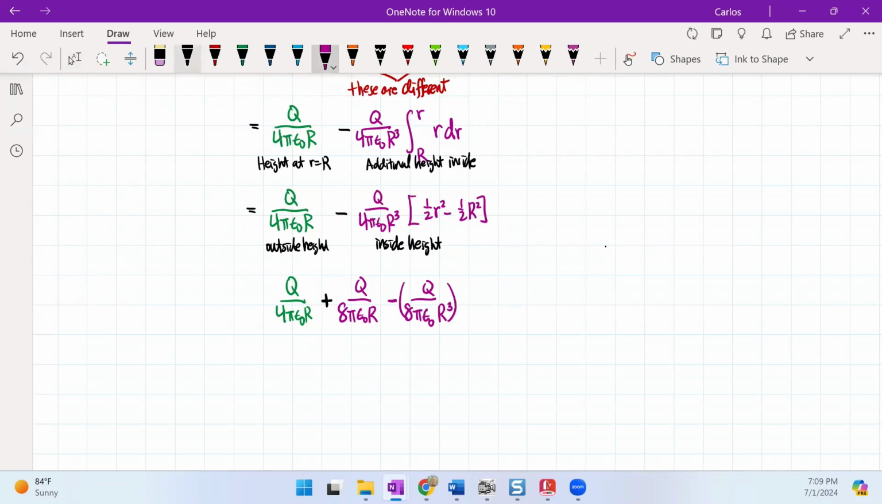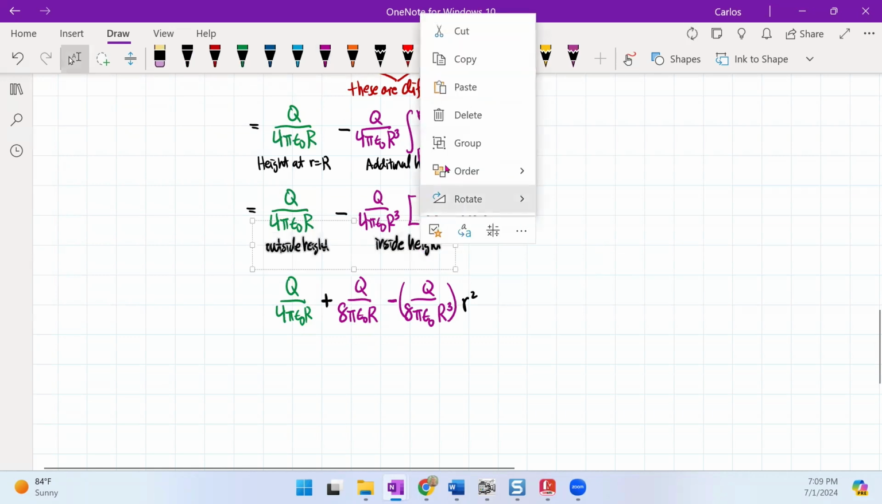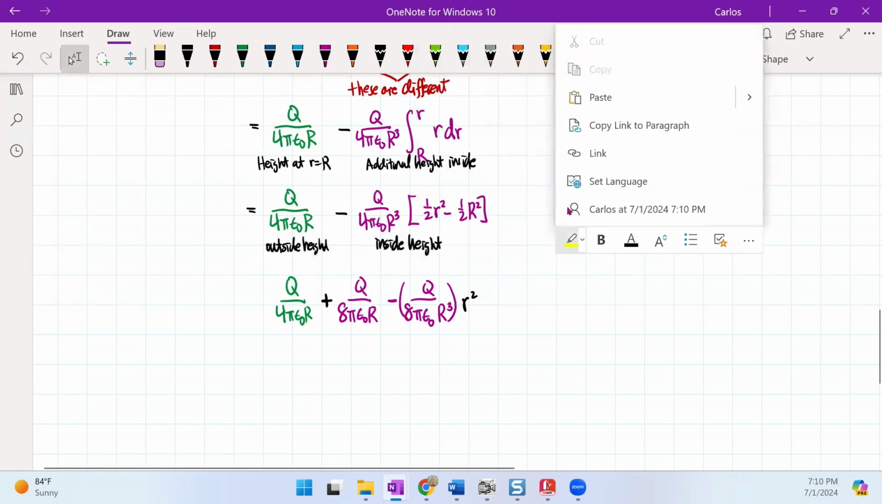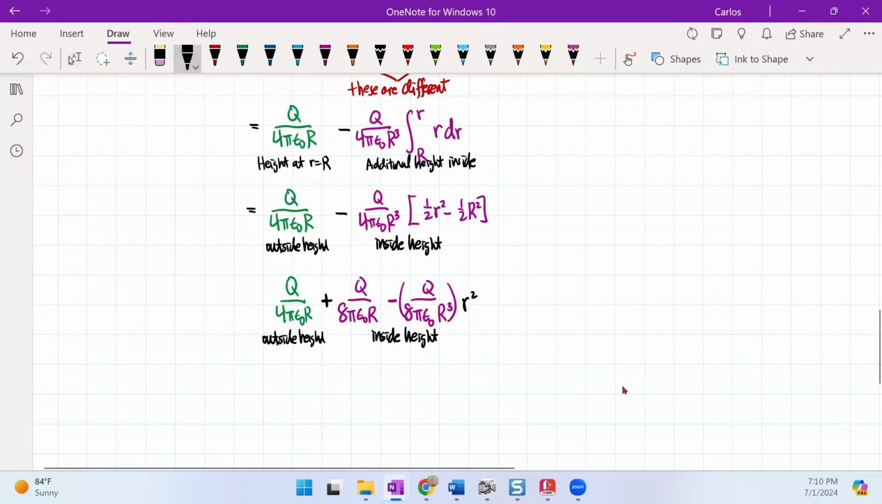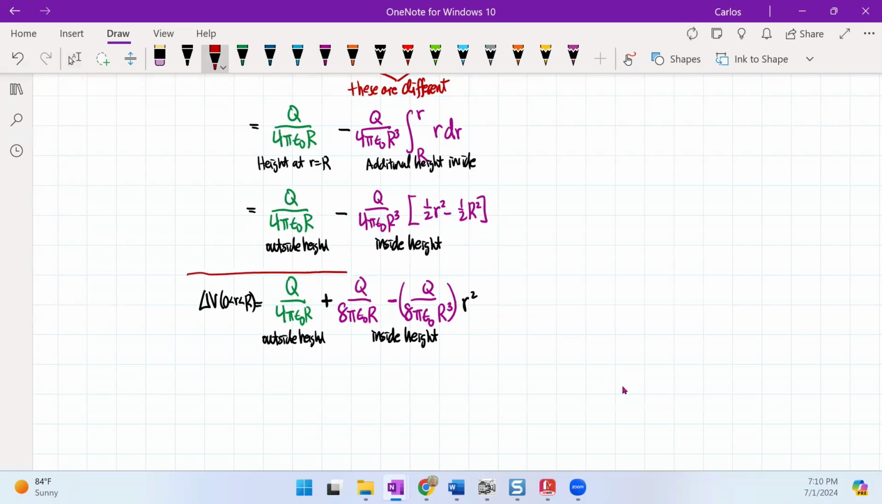And then I'm going to put this r squared in black because I want that thing to stand out. Once again, these mean exactly the same thing that I wrote already. So this here is our potential function when I'm between 0 and big R. So our job is to really understand what this means right here.